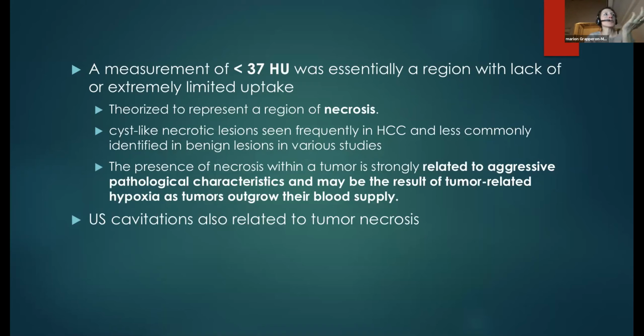So the measurement of less than 37 Hounsfield units was seen in regions with a lack of, or extremely limited, uptake, which is completely logical. The theory behind this is that these are regions of necrosis, and necrotic lesions are frequently seen in hepatocellular carcinoma and much less in benign lesions.